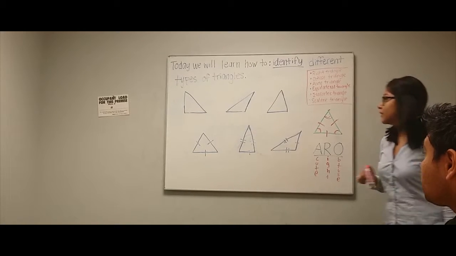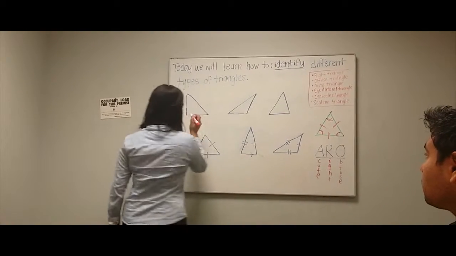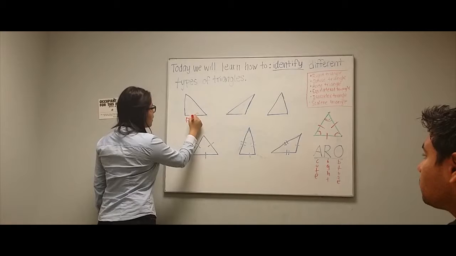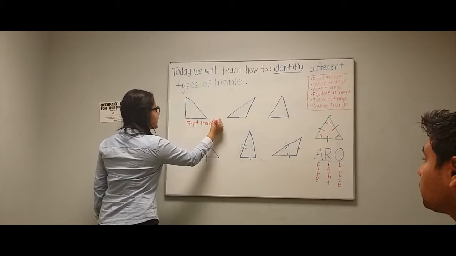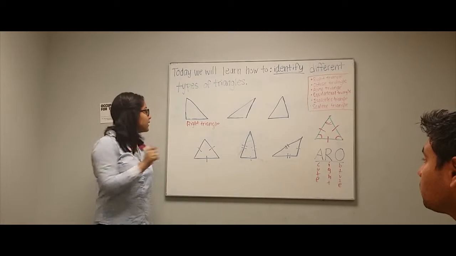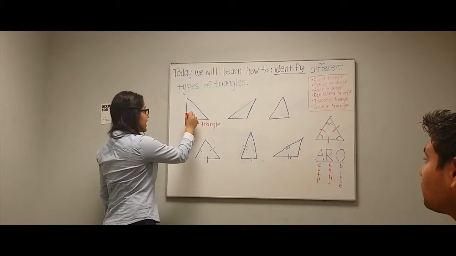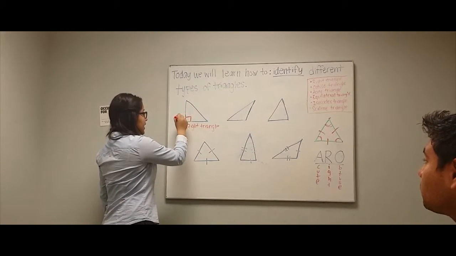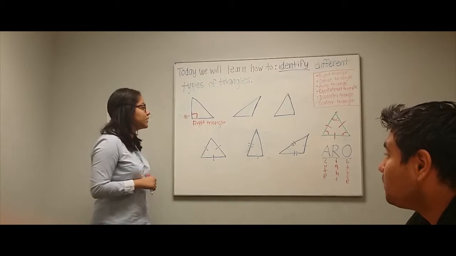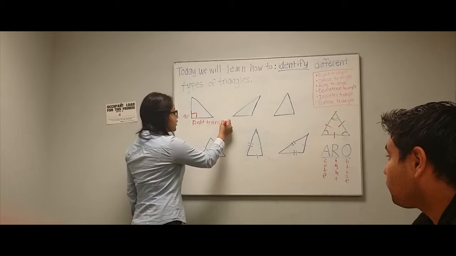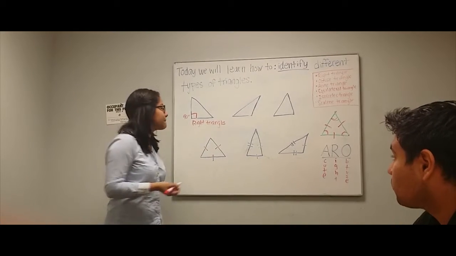So the first triangle I will teach you guys is a right triangle. This is because one of the angles is exactly 90 degrees. So 90 degrees plays a very important part in triangles. It's used to determine how we classify triangles.